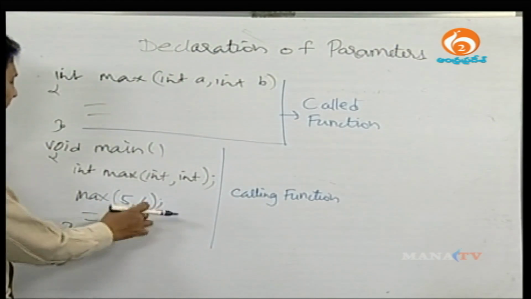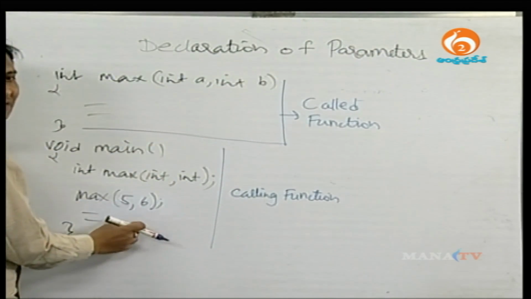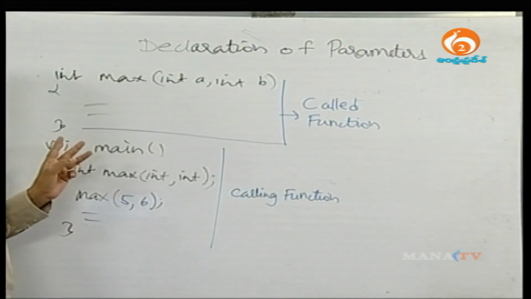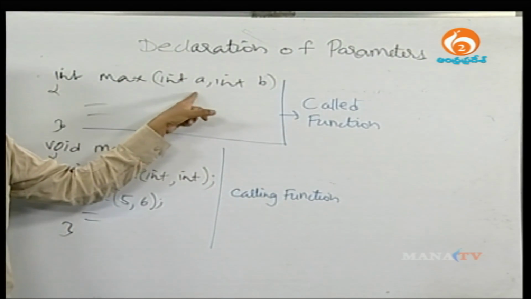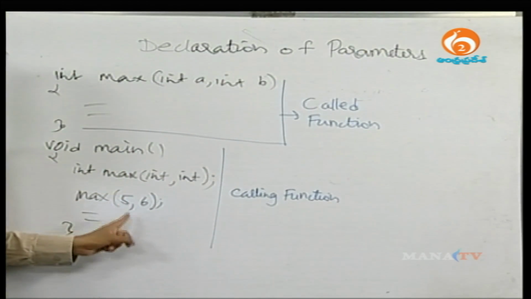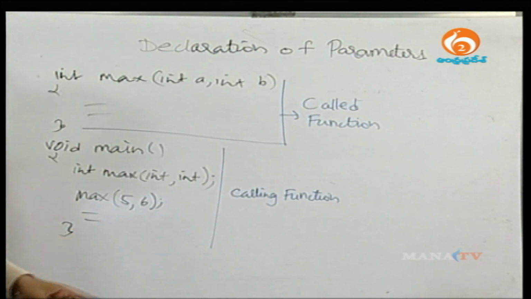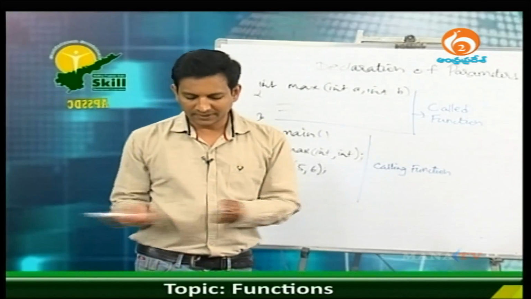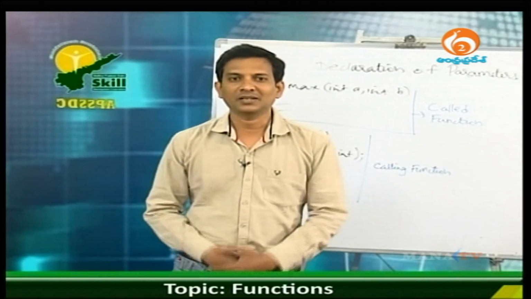What are the inputs here? 5, 6 are giving inputs to the called function. There are two types of parameters: one is actual parameter, the second is formal parameter. Formal parameters must always be variables only, whereas actual parameters may be variables or values. In the next session, I am going to talk about actual and formal parameters in detail.